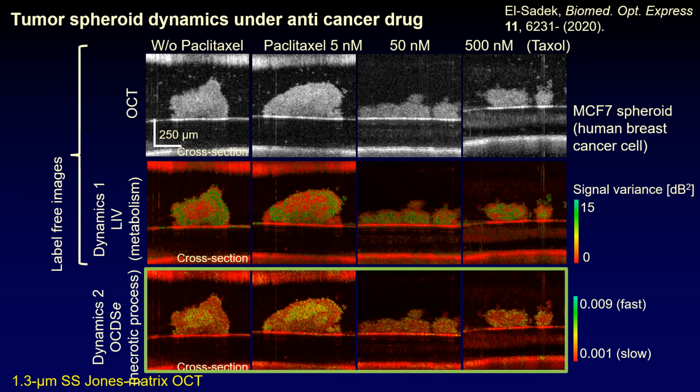OCDS showed a slightly different appearance. For the low drug concentration, the inner part of the spheroid showed a high OCDS signal. It may indicate the activity of necrosis.